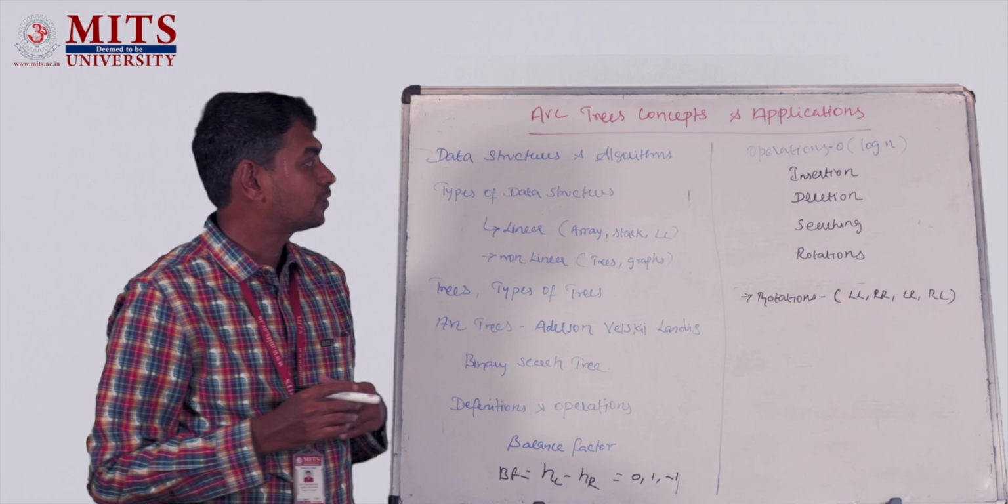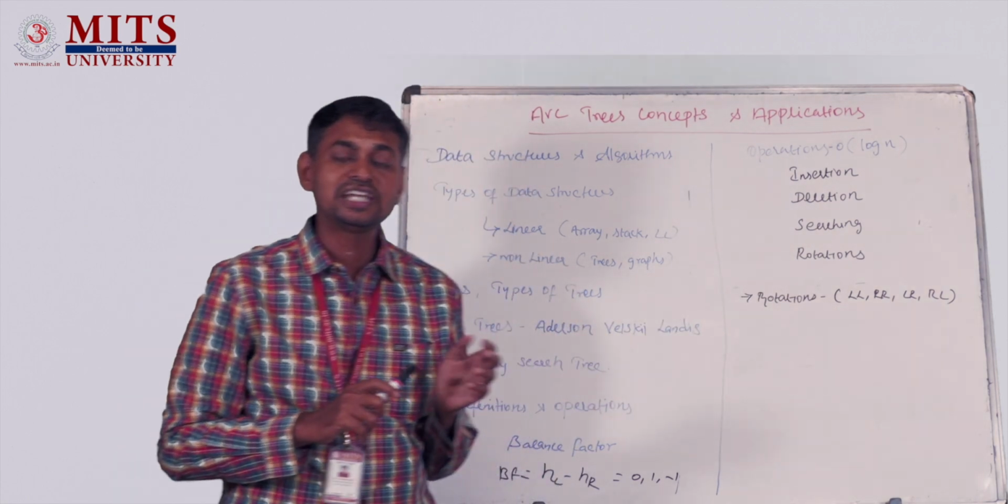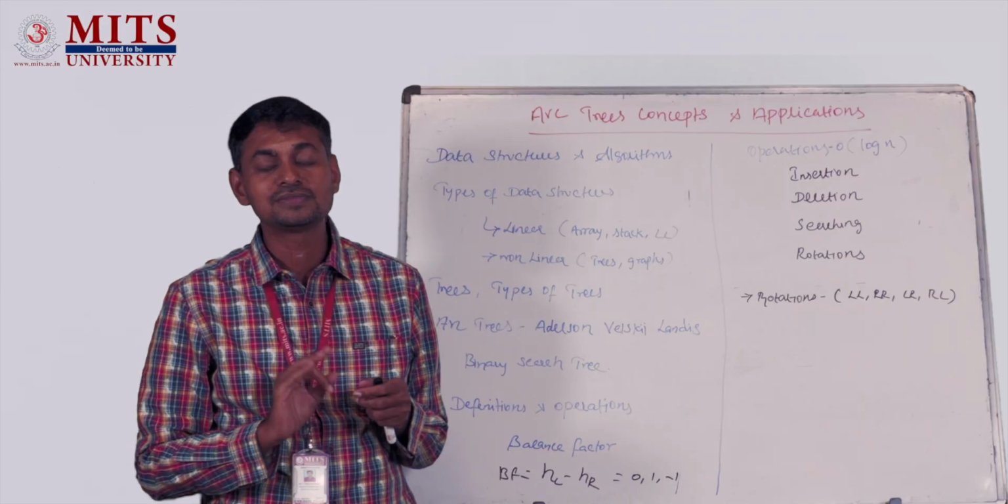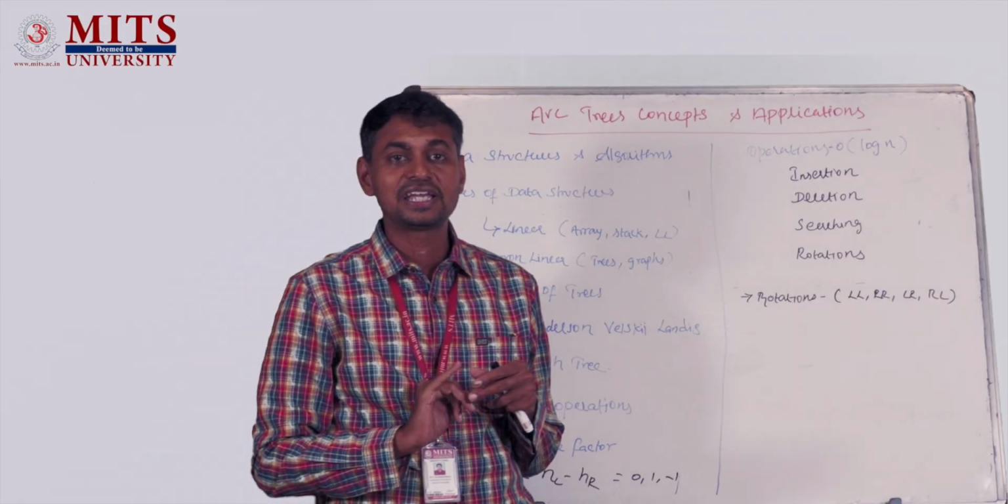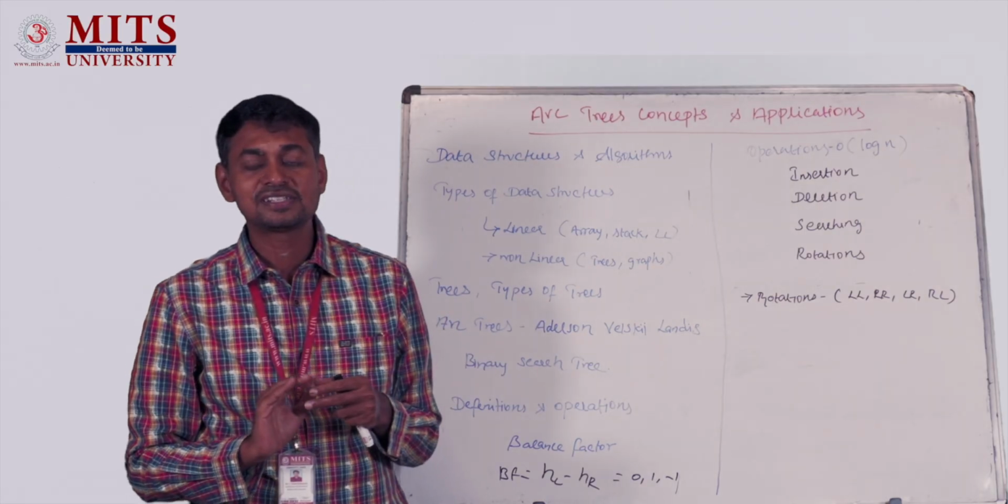Now we will check the major operations we can do in the AVL tree. Generally, in all kinds of trees, we can perform some major operations. One is insertion, another is deletion, and another is the searching operation.